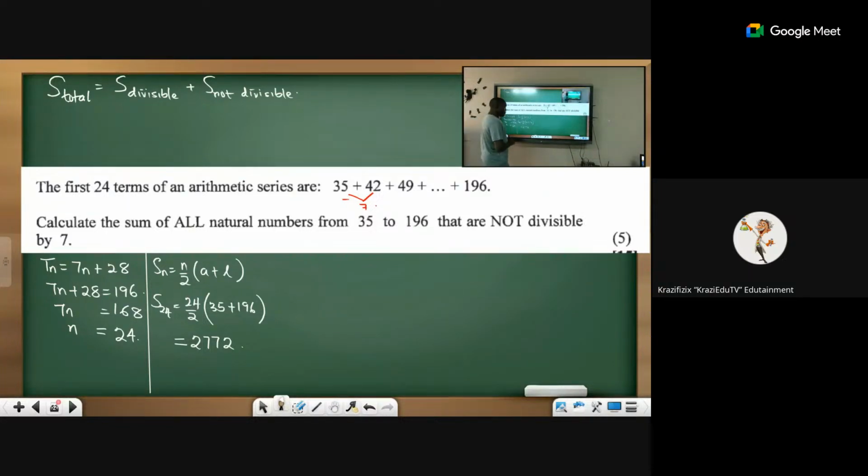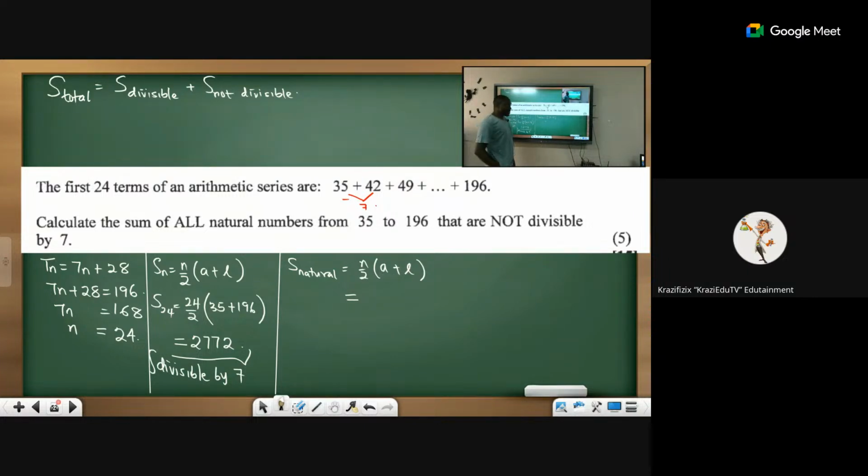Okay. Let me do this. S24, this is the sum of numbers divisible by 7. Now let's look for the sum of natural numbers. Again, we can use the formula. What is your N? How many natural numbers are there from 35 to 196? Don't forget, top minus bottom plus 1.